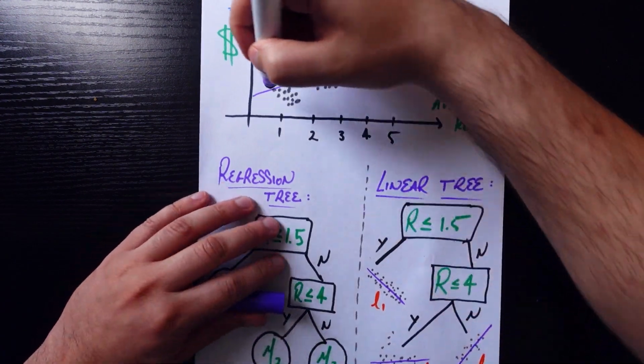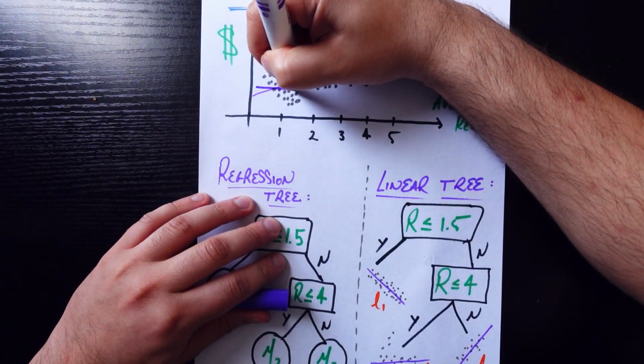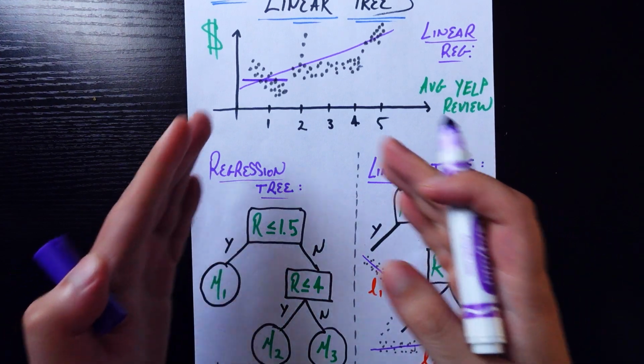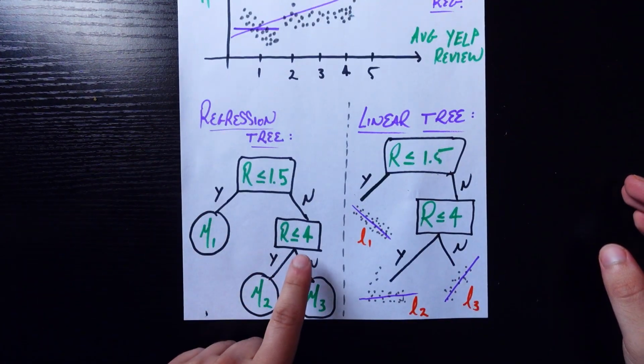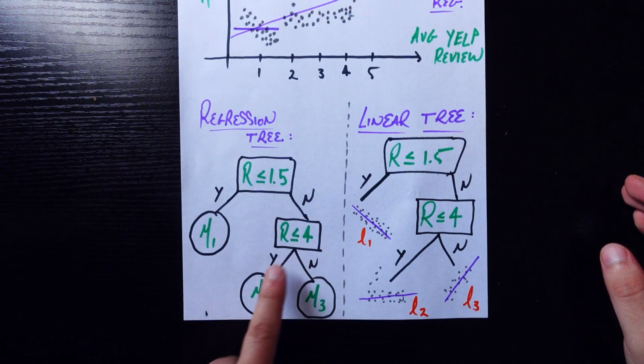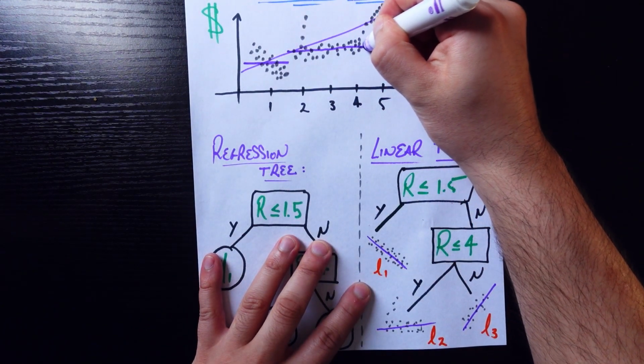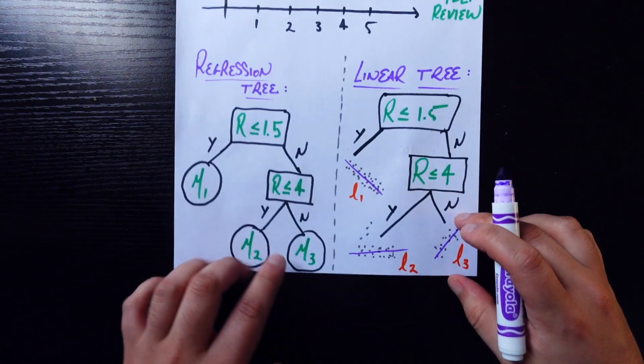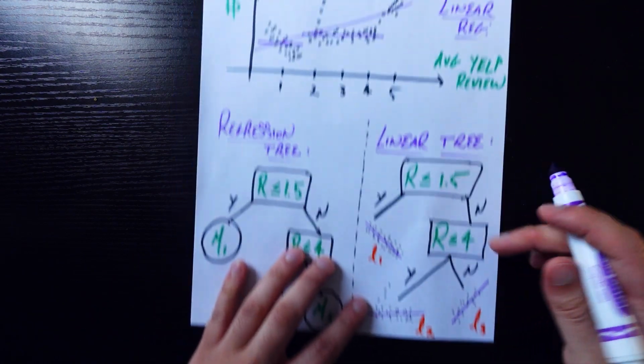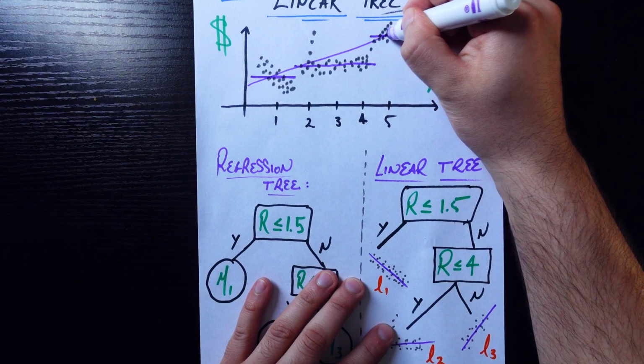So that mu1 is going to look like this, so that's going to be the prediction for the first cluster, just this flat average prediction. Then we ask, is the review less than or equal to 4? And if it is, we predict mu2, and so that would be some kind of average value like this. And then finally we ask, is the review greater than 4? And if it is, we predict mu3, so that's going to be some kind of average value like this.